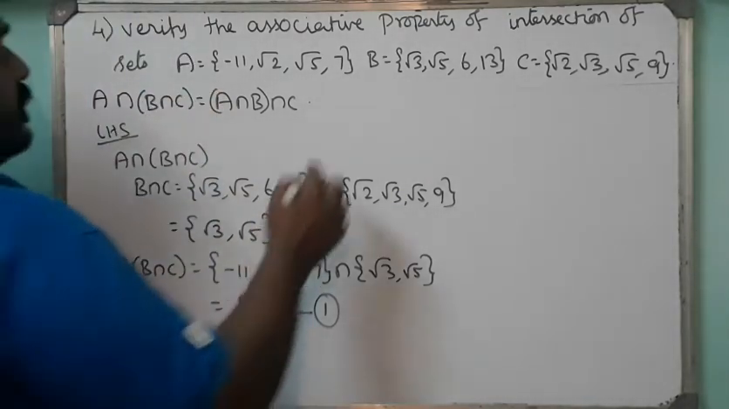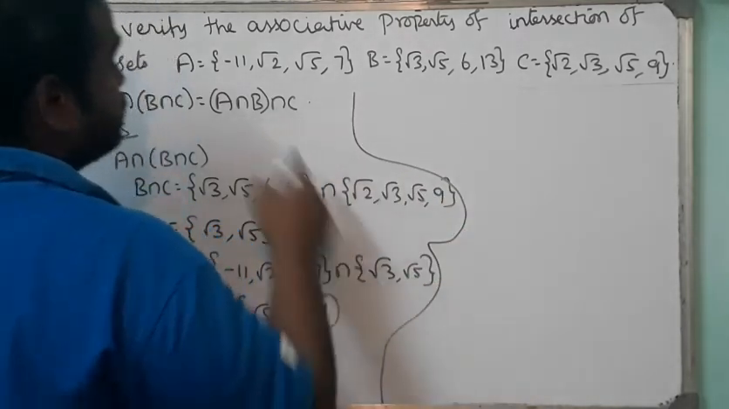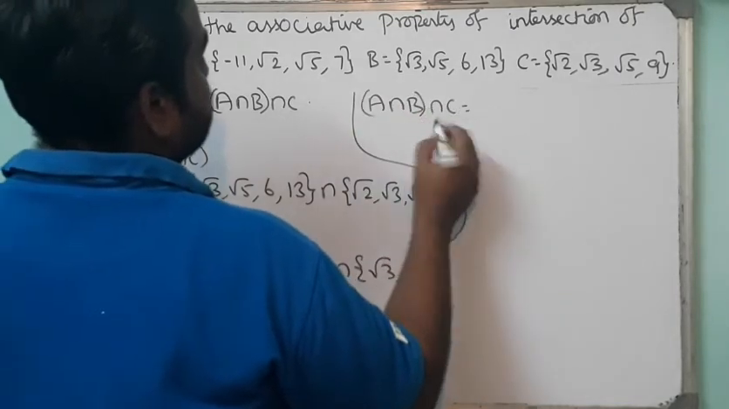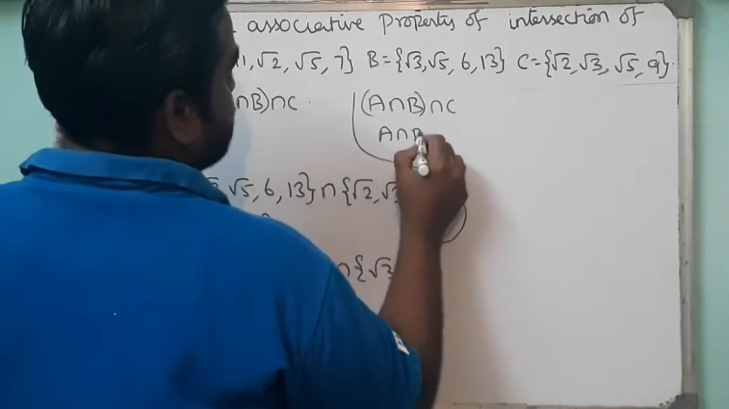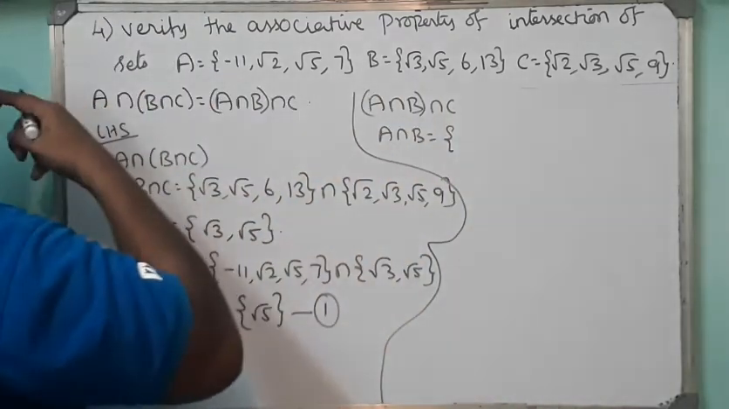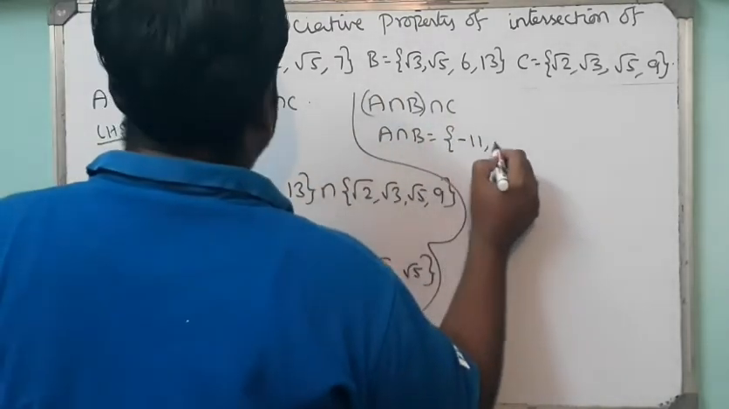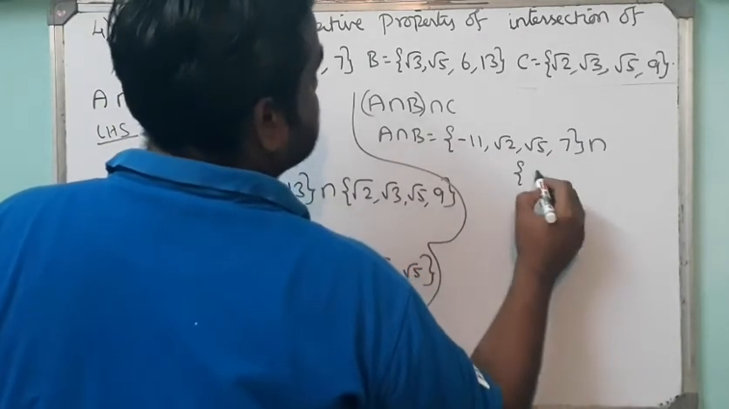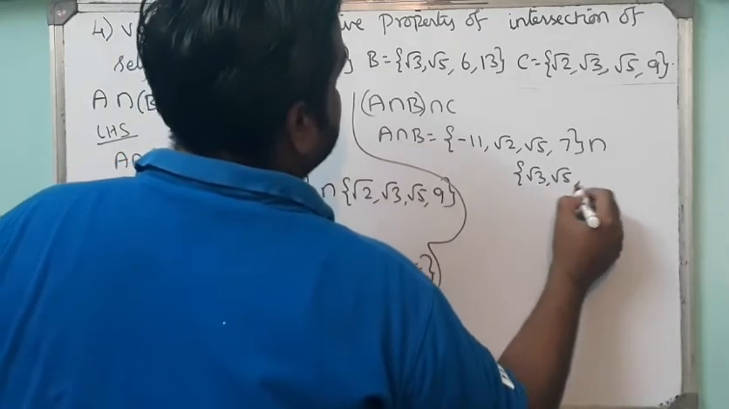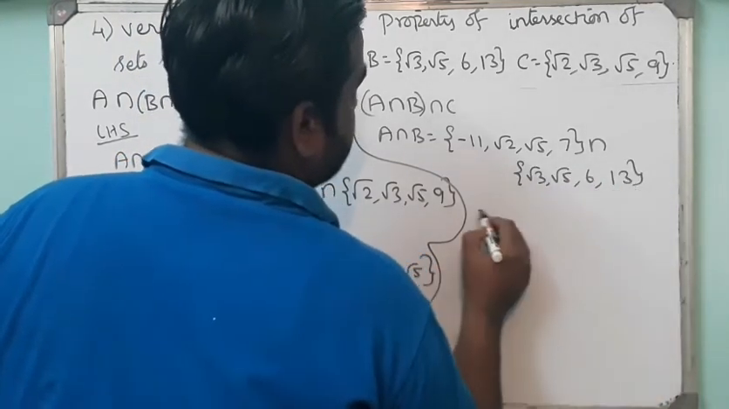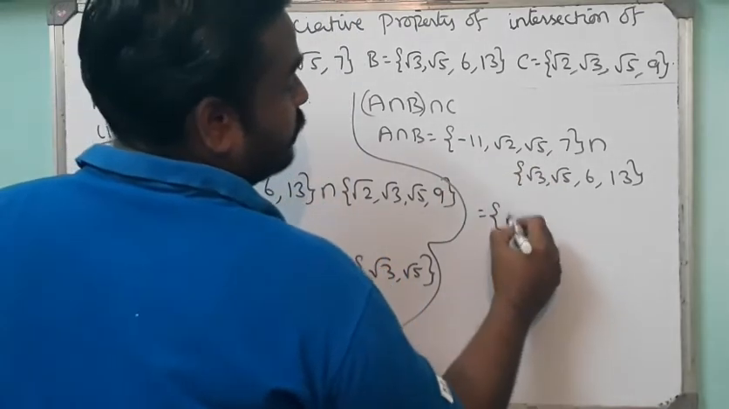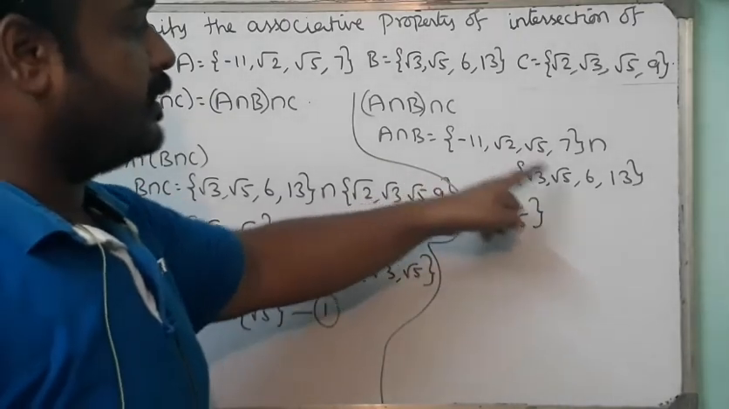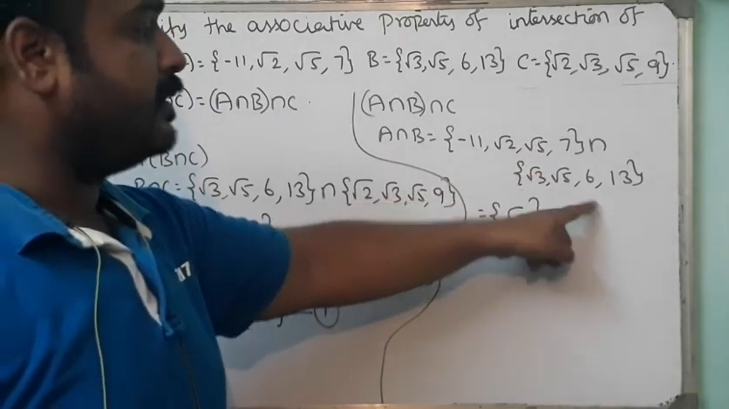Now go for the RHS. What is given in the RHS? A intersection B intersection C. First you need to put what? A intersection B. So A intersection B equal to what is A? Minus 11, root 2, root 5 and 7. Intersection B. What is B set? Root 3, root 5, 6 and 13. Pick out only the common elements. Root 5. Only one element is common. Nothing else, see. Minus 11 is not here. We don't have root 2 here. Root 5 is available. Then we have 7.